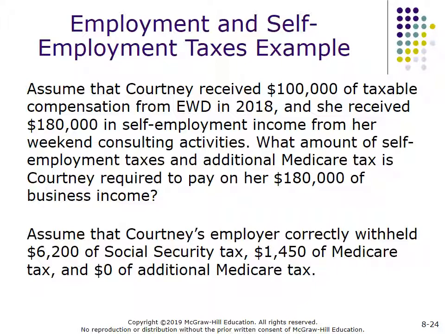Assume Courtney received $100,000 of taxable compensation from EWD in 2018, and she received $180,000 in self-employment income from her weekend consulting activities. What amount of additional Medicare tax is Courtney required to pay on her $180,000 of business income? Assume that Courtney's employer correctly withheld $6,200 of Social Security tax, $1,450 of Medicare, and $0 of additional Medicare tax.